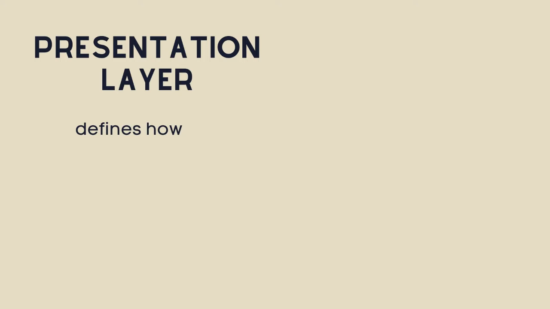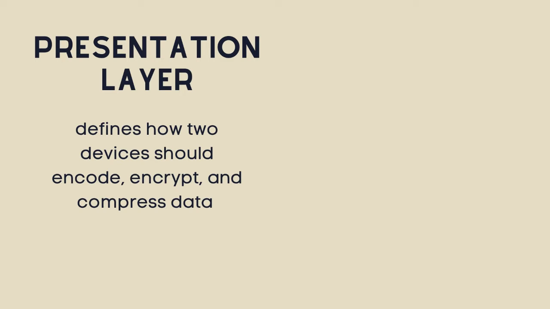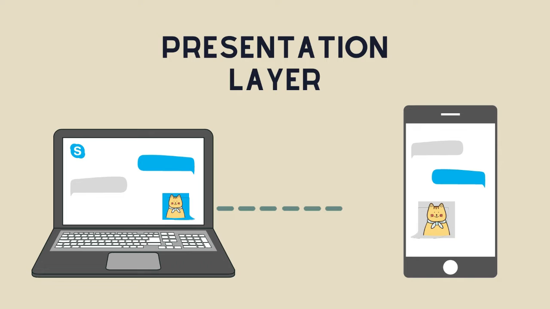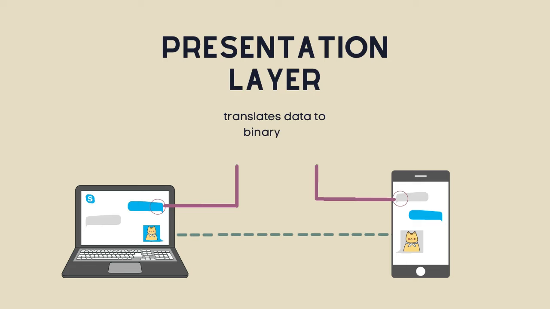Presentation layer defines how two devices should encode, encrypt, and compress data. This layer converts data to and from the application layer. In other words, it translates application formatting to network formatting and vice versa. This allows the different layers to understand each other. This layer receives application data from layer 7, translates it into binary, and compresses it. When you send a message, layer 6 encrypts that data as it leaves your network. Then it decrypts the data when your friend receives it.